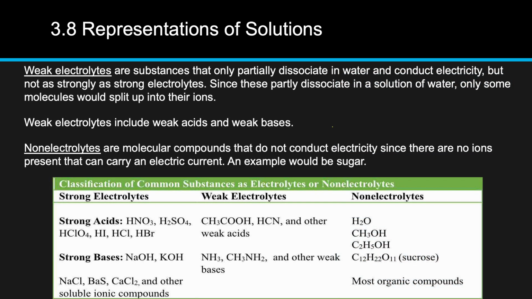And then, of course, weak electrolytes, they are weak because there are only some ions in solution, so they do conduct electricity, but not as well as strong electrolytes. The key difference between all of these is that if it's labeled as strong, it means it's 100% ions. If it's labeled as weak, it means that there are some ions, and if it's a non-electrolyte, there are no ions.